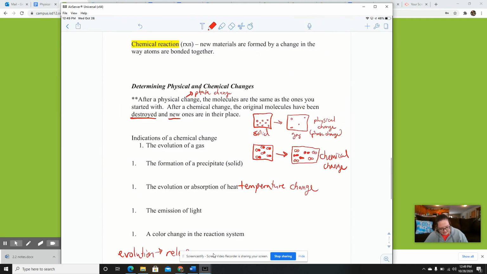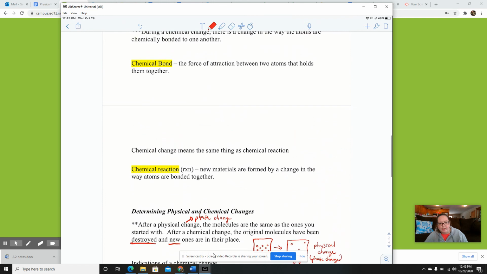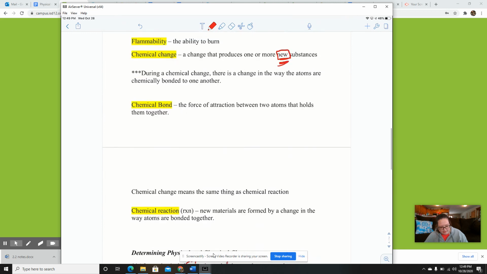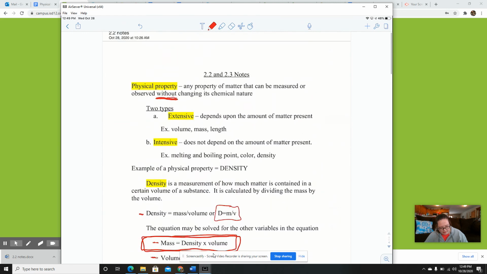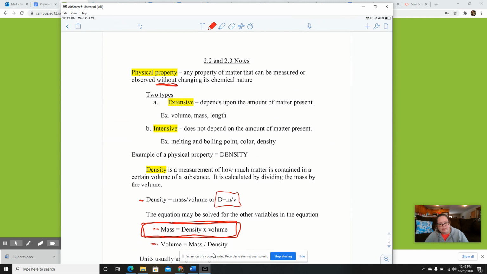And that takes us to the end of the notes. The next thing that you will need to do is take the quiz that goes along with these notes for 2.2 and 2.3. If you have any questions on anything, please do not hesitate to come and ask, especially with the density and the calculations. Then you're going to do some practice with identifying physical and chemical changes, as well as physical and chemical properties, and some density work as well. So good luck. Let me know if you have any questions. And that is it for right now.